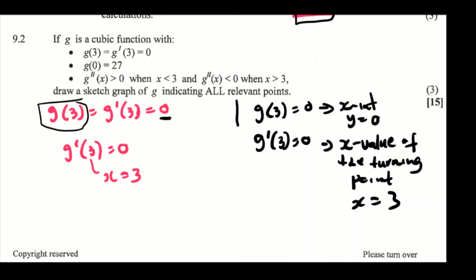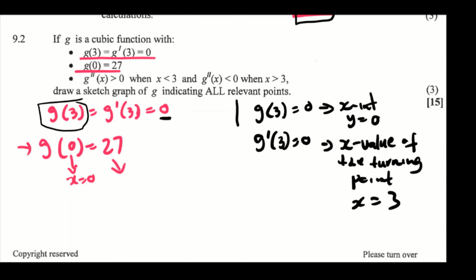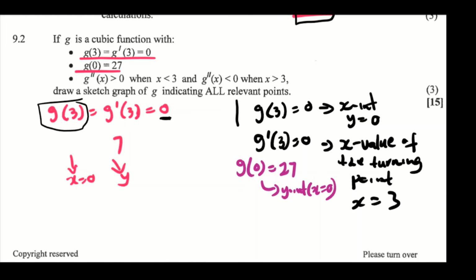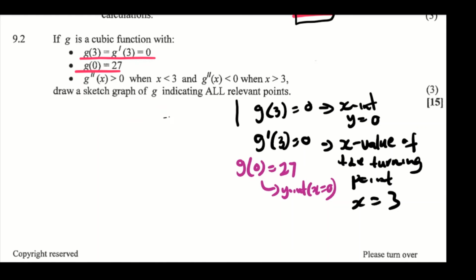Fine. And then let me explain something else here. So now I'm done with this part. Now I'm going to explain this one here. So g of 0 is equal to 27. You see this is just a cubic function, when x is equal to 0, your y is 27. So this is your y-intercept. I'm just going to use another color. So g of 0 is equal to 27. So this is your y-intercept when x is equal to 0. Fine.